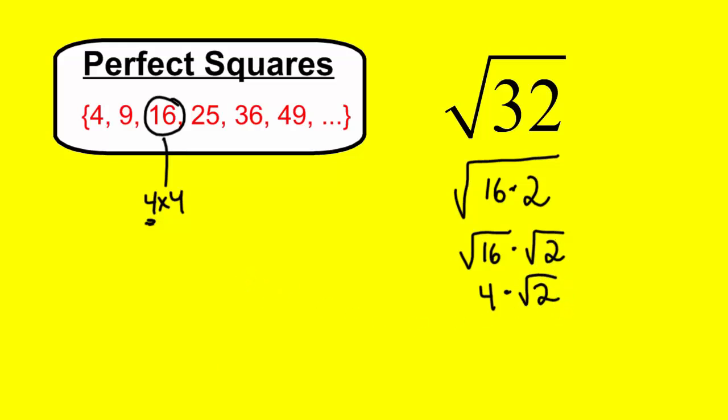And I just ask myself again, do any of these perfect squares go into the number 2? And I know that none of these numbers divides into 2. Or in other words, I can't rewrite 2 as the product of one of these and another number. So I know that this here is my final answer. It's simplified.